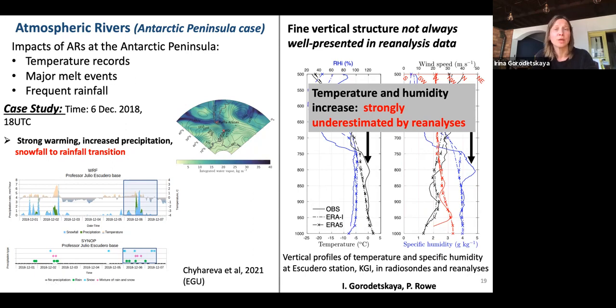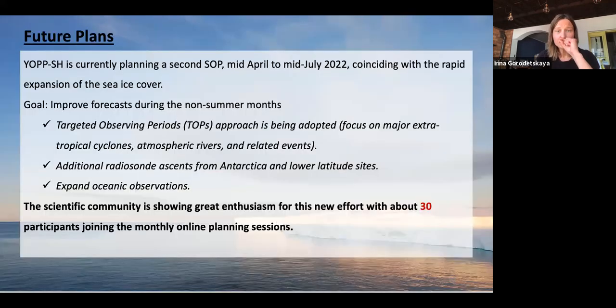We have the snowfall-rainfall transition, and it's also an important question what will happen in the future and how the models actually reproduce these events. So in the Year of Polar Prediction that is happening now, we have finished the summer stage, and now we are planning the winter measurements, which will happen from April to July 2022. This is now in the planning stage, and the atmospheric rivers will be part of the targeted observing periods that will be measured all around Antarctica at many stations, and we will be connecting with different projects and also with modeling studies. So the goal is to improve models and improve the present day and the projection for the future.